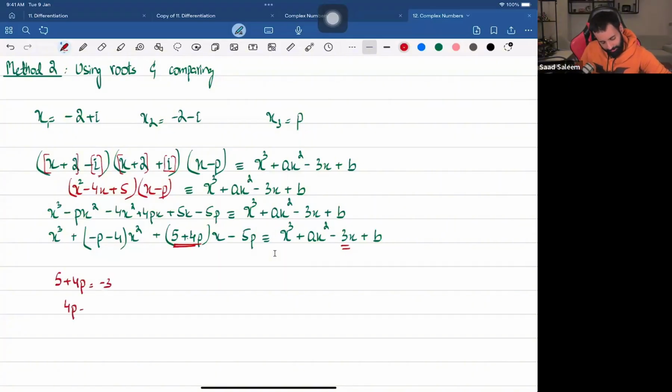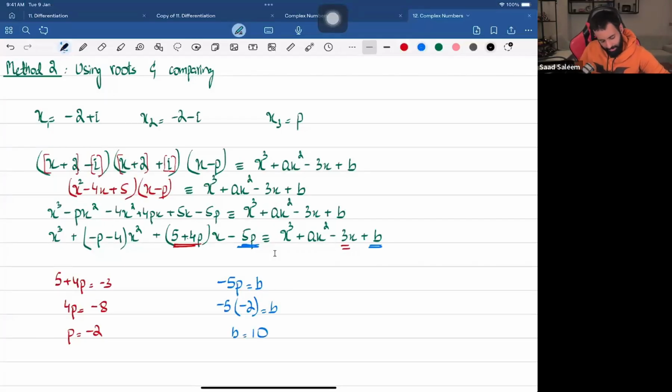So 4p is equal to minus 3 minus 5, that's minus 8, which means p is equal to minus 2. Now, using this value of p, we're going to find out everything else. And what's that? The constant on the left-hand side is equal to b. Remember, we are supposed to find out the value of a and b. So minus 5p is equal to b, which means minus 5 into minus 2 is equal to b. And b is equal to what? B is equal to 10.